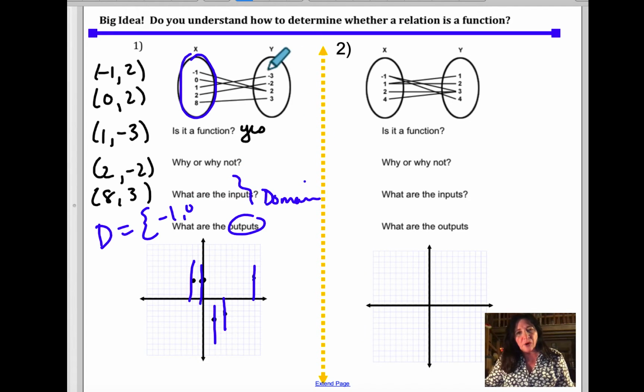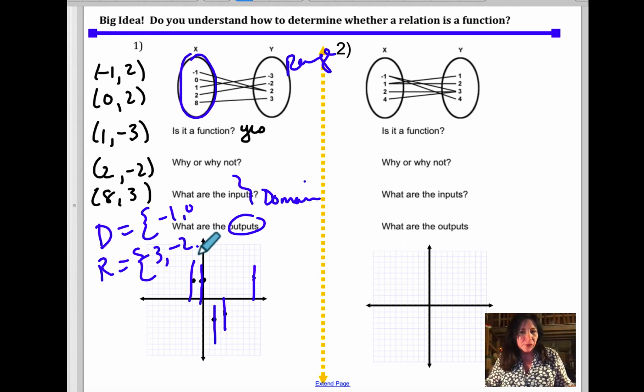The outputs are our range, and these are the values of our range here. You would also write it like that: range is equal to, and you'd put the values. You don't have to repeat values here. So if I have two values that are -2, I'm not going to put -2, -2. You would just say -3, -2, etc., all the way until you're done.